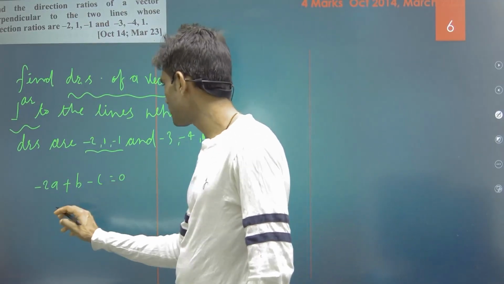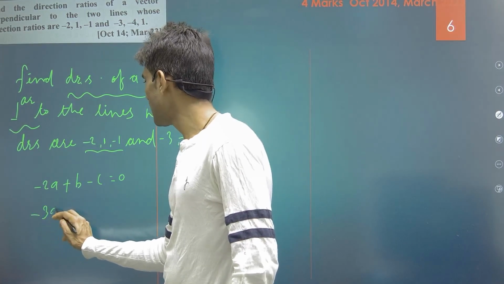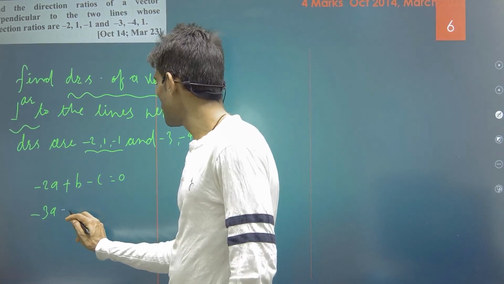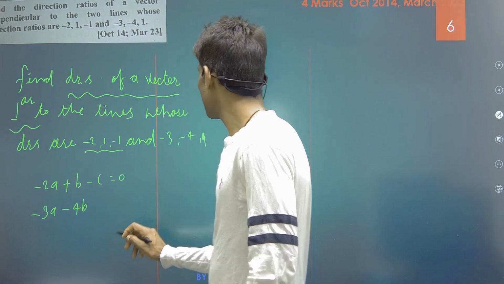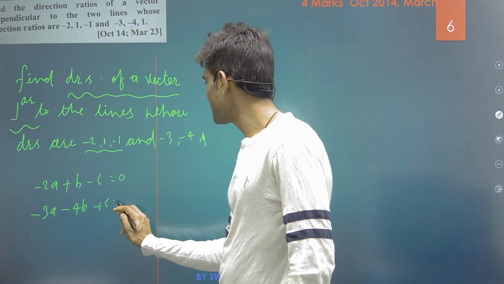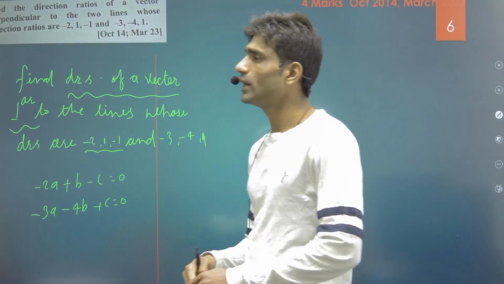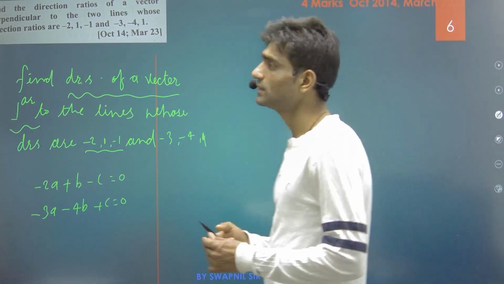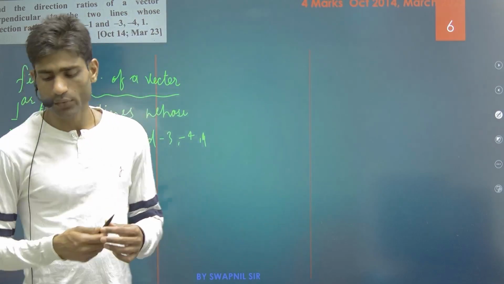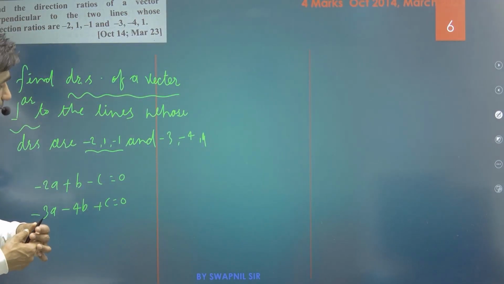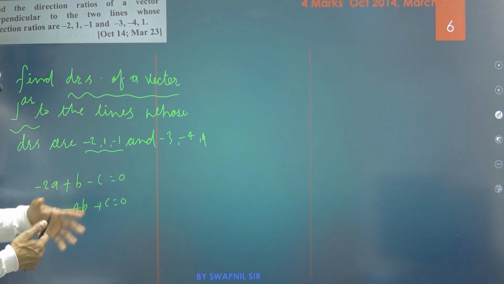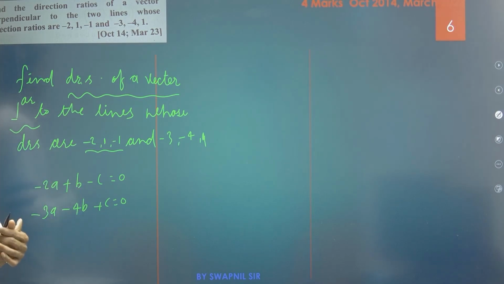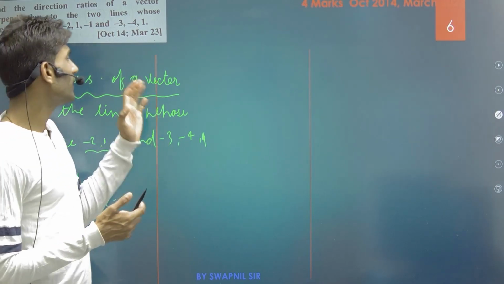Let's go for the next: -3 times A minus 4 times B plus C equal to 0. These are the two equations we have here: -2A plus B minus C equals 0, and -3A minus 4B plus C equals 0. Using these two, we are going to find the values of our required direction ratios.